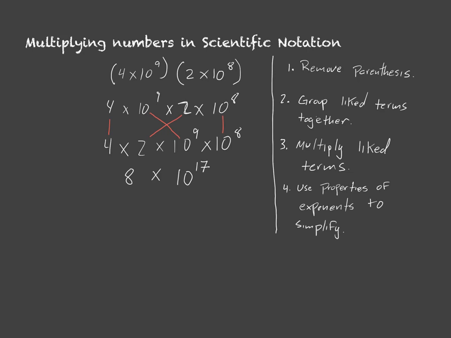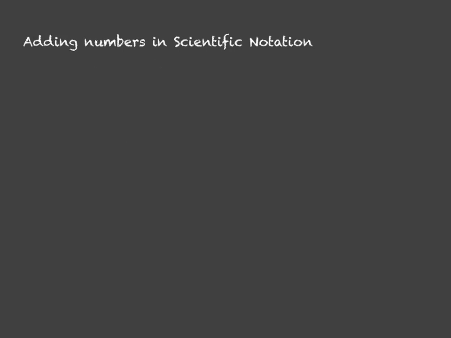Now let's go into the more challenging one. So to add numbers in scientific notation, we're going to be using, again, the same numbers, and I'm going to write them as 4 times 10 to the 9th power plus 2 times 10 to the 8th power.